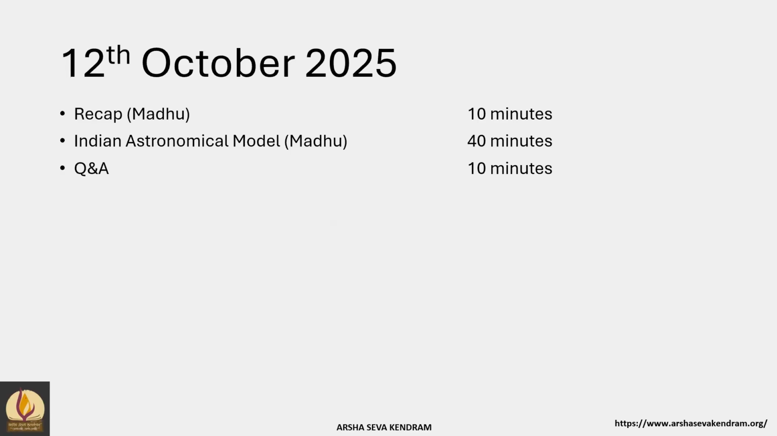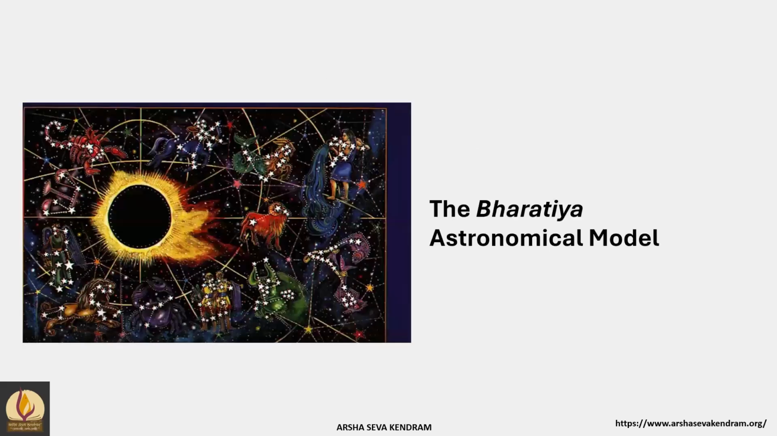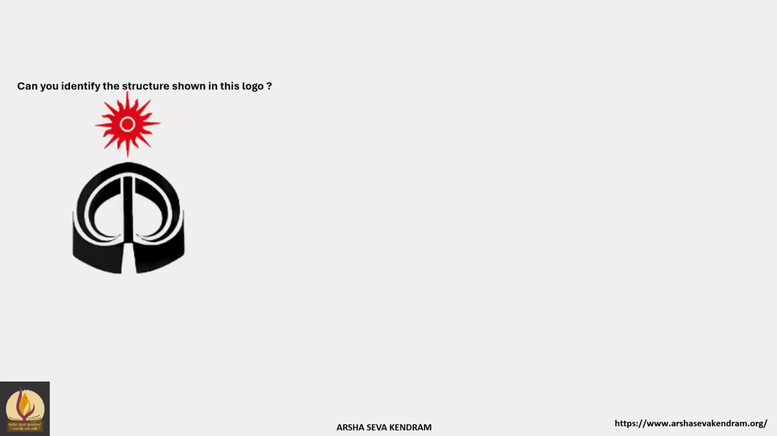Okay, Bharatiya Astronomical Model. So we saw this last time. Let's begin this week also with a teaser. Can you identify what is being shown here? Any guess? I know it's a very vague and abstract diagram, but can anyone take a shot at what this could be?